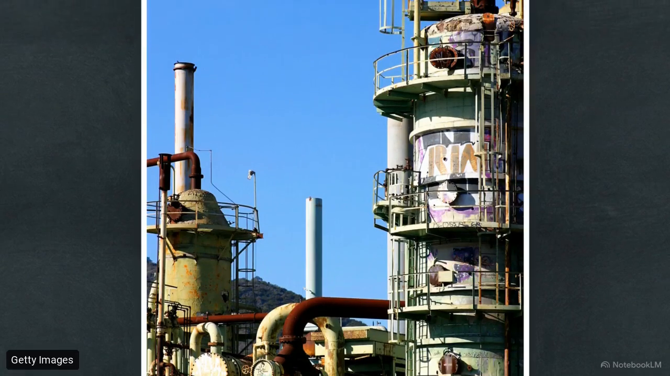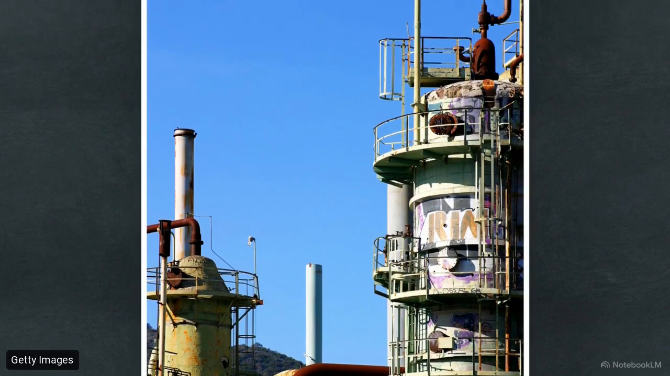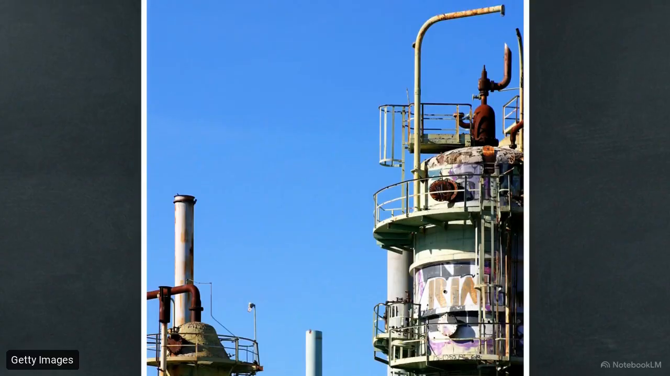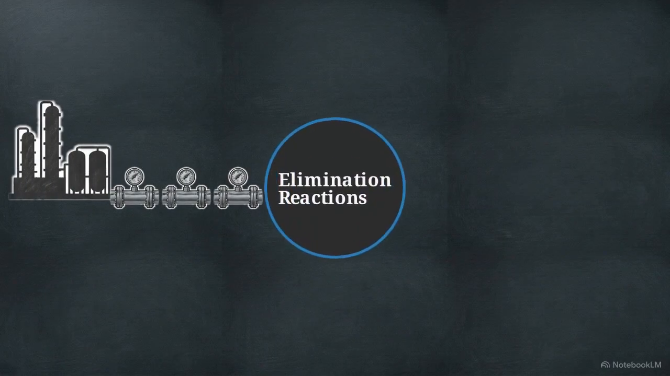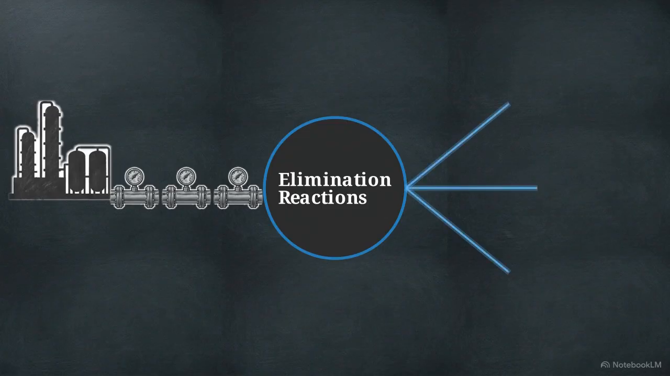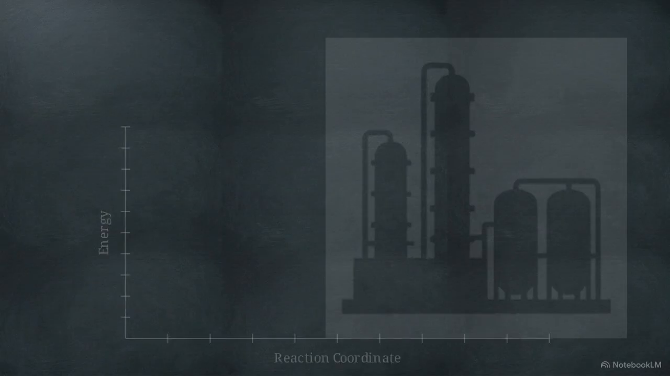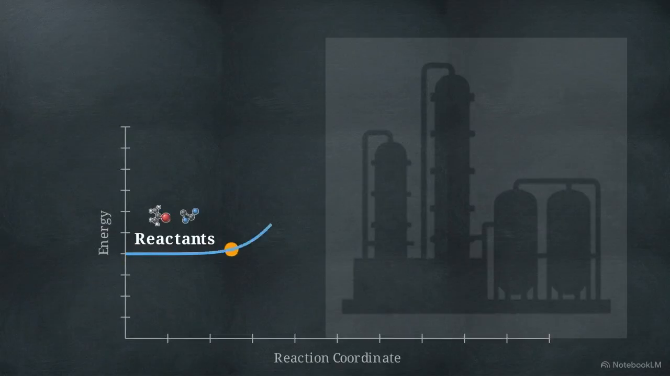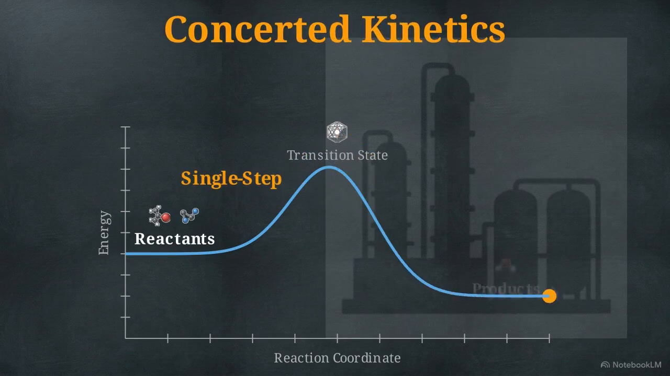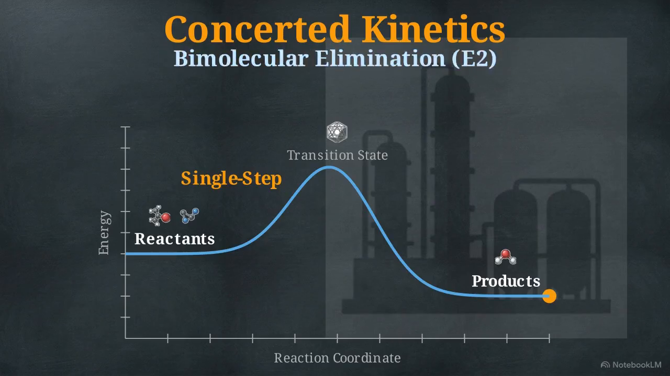These industrial chemical plant towers represent the massive scale of modern manufacturing. This entire infrastructure relies on elimination reactions, the primary process used to create energy-rich carbon-carbon double bonds. To understand these reactions, we start with the simplest single-step pathway, the bimolecular elimination, or E2 mechanism.